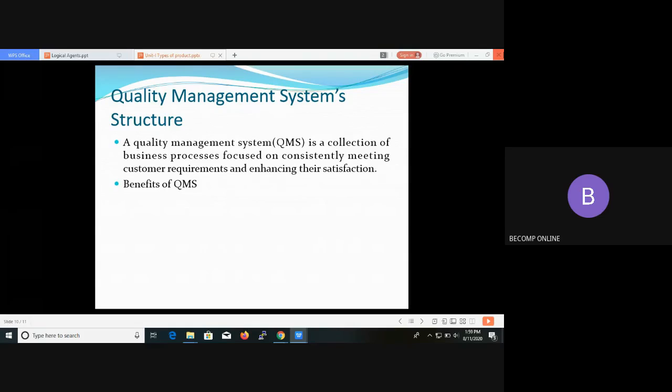You have to draw a diagram here. It can show the structure of QMS: quality policy, quality objectives, and quality manual. And you can explain what is meant by quality management, QMS first. Then you can explain the benefits of QMS, or the structure of the quality management system. So you will get the marks related to this.